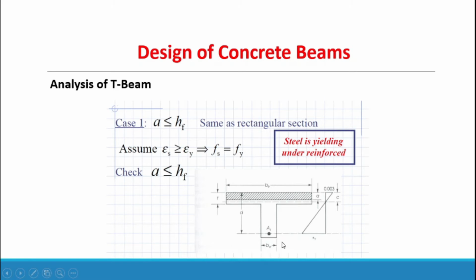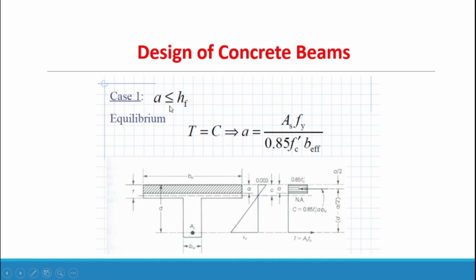And we have the base width BW. The distance A and the centroid is along or above the bottom base of the slab, and that's C. And we will find the value, or check the value for A. In this case, we have A is less than or equal to the height of the flange. And for equilibrium, tension is equal to compression. A is equal to A sub S times F sub Y all over 0.85 FC prime times B effective.